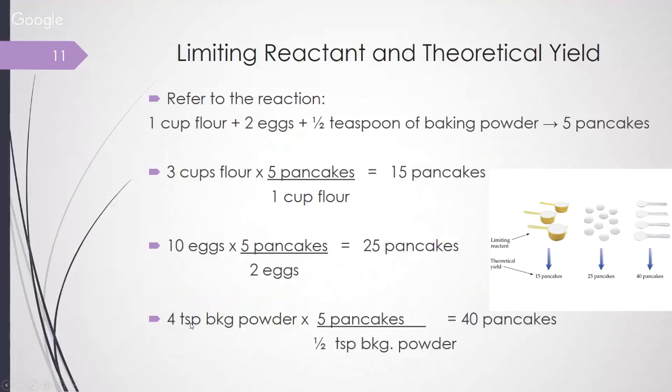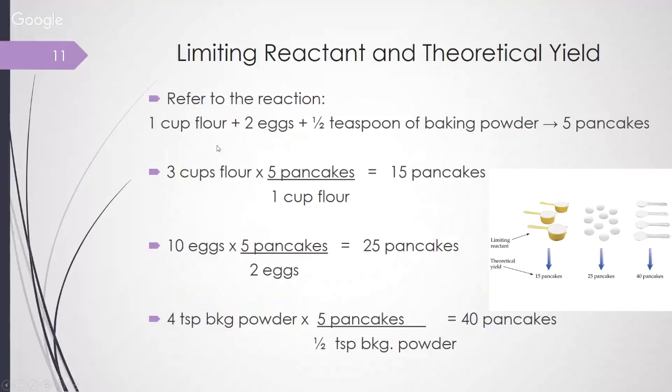If I look at my baking powder and I have 4 teaspoons of baking powder, I see that for every half a teaspoon I have, I can get 5 pancakes. So 4 times 5 is 20, divided by 1/2 gives me 40 pancakes. So I could get 15 pancakes or 25 pancakes or 40 pancakes. But really, with what I have available for my recipe, the most amount of pancakes I can make is 15.